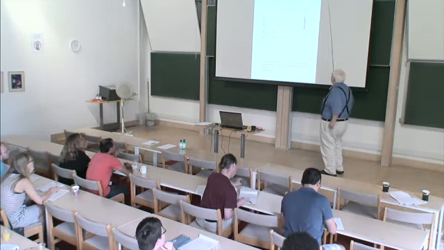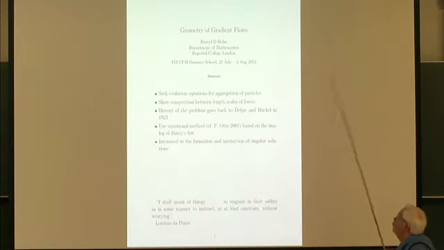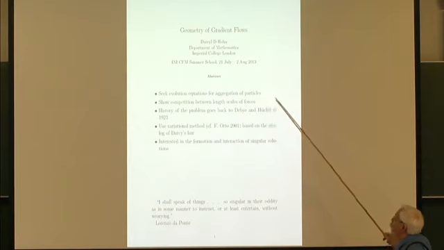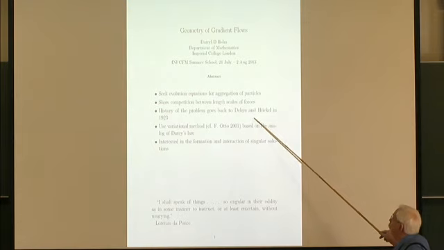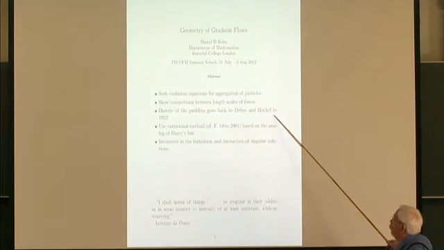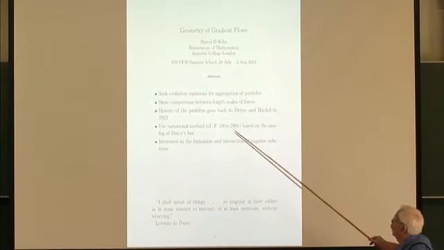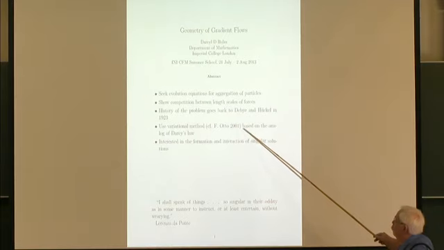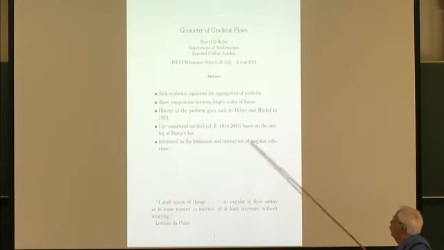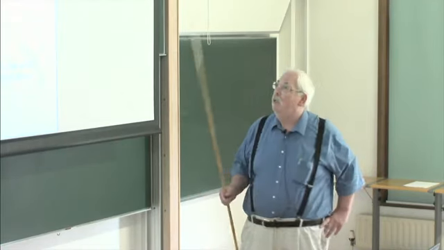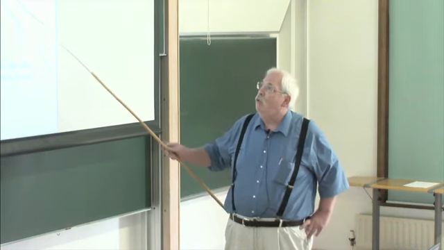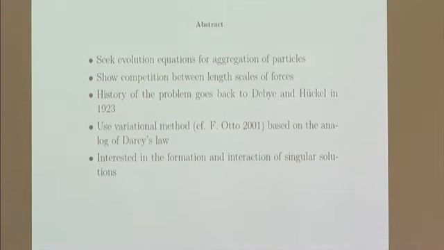So this is about geometry of gradient flows, or gradient flows of geometric objects. And we've been looking at equations for aggregation of particles in which there's a competition of length scales. This is a rather old problem, goes back into the 1920s. And we're going to use now a variational method that's based on Felix Otto's analysis of the Darcy law for the porous medium equations. And we're interested in the formation and interaction of singular solutions.